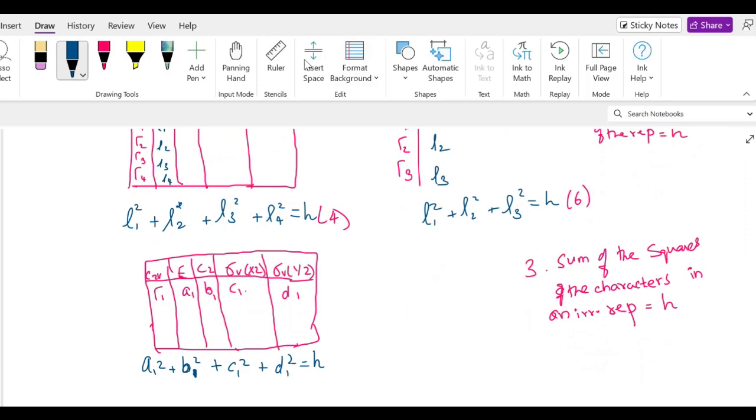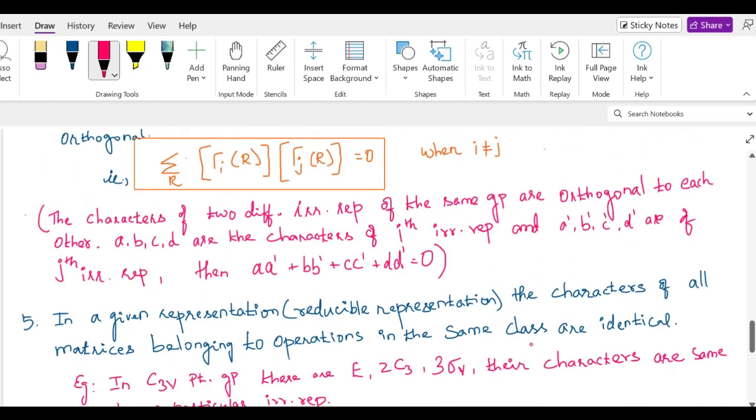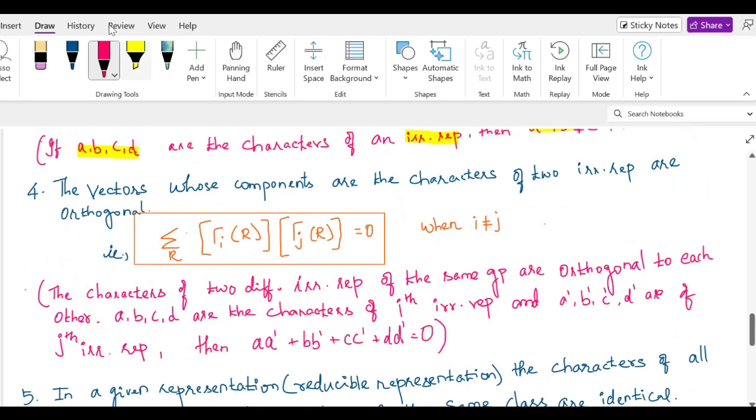So by solving this, we will be able to find the characters of any irreducible representation, and the rest of the elements can be found using the fourth rule. So what does the fourth rule say? It says that the vectors whose components are the characters of two different irreducible representations, which belong to the same group, are orthogonal to each other.